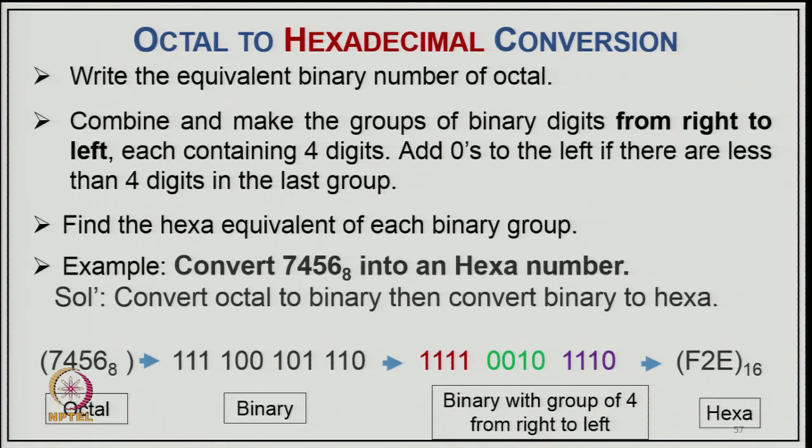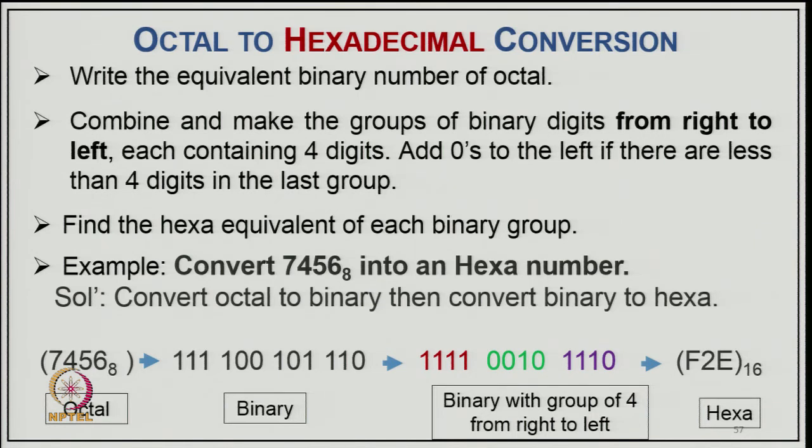So, convert 7456 (octal) into a hexadecimal number. Convert this octal to binary and then binary to hexadecimal. To convert this octal number into binary, we convert each octal digit into binary: 6 is 110, 5 is 101, 4 is 100, and 7 is 111. So, this is in binary.